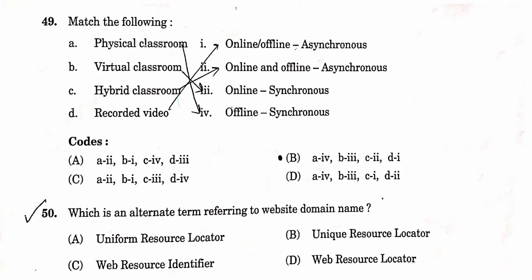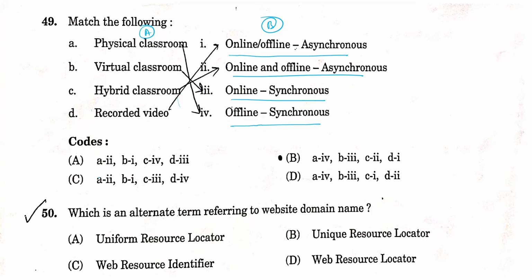Next, here also you'll have to match the column A and B. Column A says physical classroom, virtual classroom, hybrid classroom, recorded video. Physical classroom can be connected with offline and synchronous. Virtual classroom means online and synchronous. This one we all know. COVID period has taught us this very well. Hybrid classroom means two together, online as well as offline, which is asynchronous. And recorded video is online or offline and asynchronous.